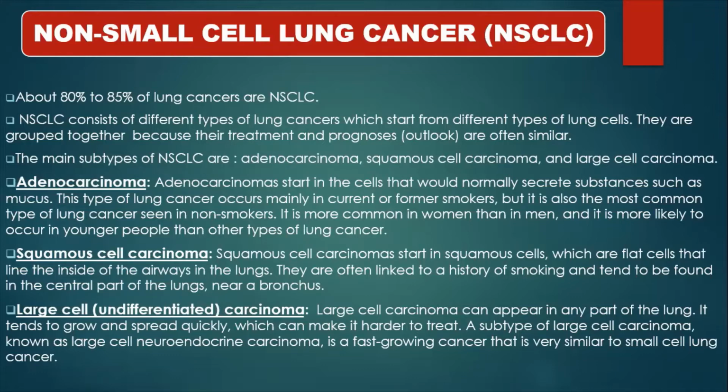NSCLC consists of different types of lung cancers which start from different types of lung cells. They are grouped together because the treatment and prognosis are often similar. The main subtypes of NSCLC are adenocarcinoma, squamous cell carcinoma, and large cell carcinoma. And here I have written a bit about each of these subtypes, giving us an overview of all of them.